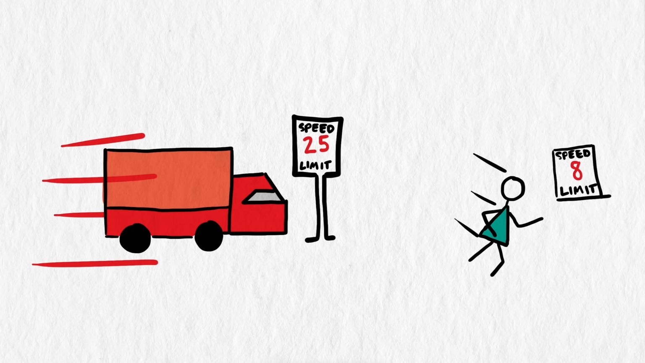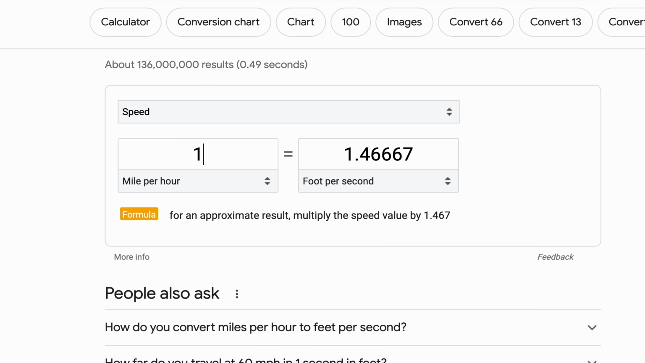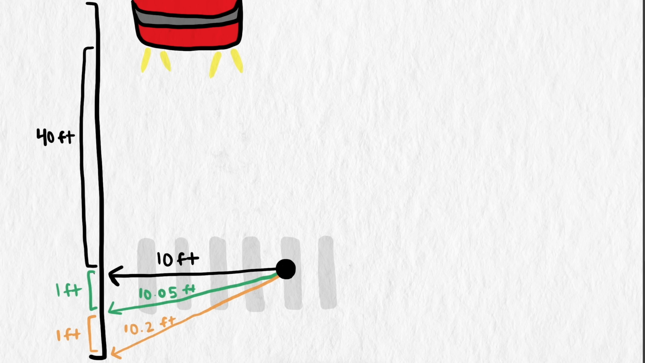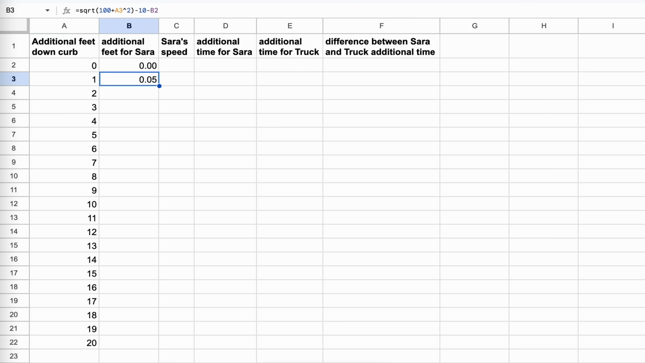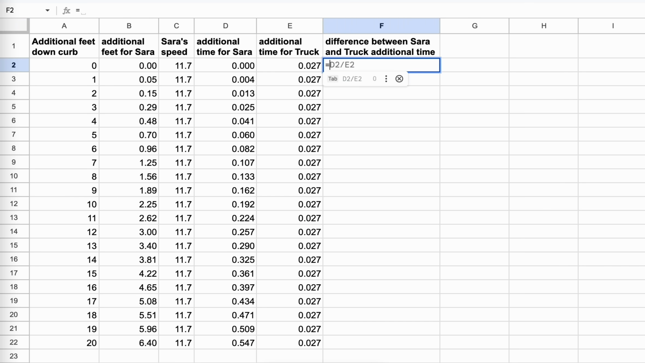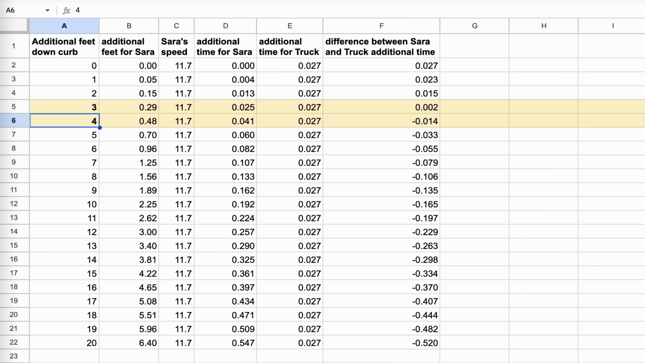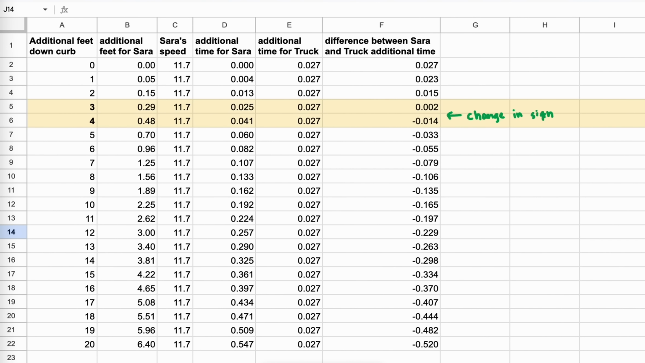We'll convert these speeds from miles an hour to feet per second to match the units, which is feet, of our situation. This gives us speeds of 11.7 feet per second for Sarah and 36.7 feet per second for the truck. With assumptions about speeds, we can calculate how much time Sarah actually gains getting to the curb. Since rate times time equals distance, then the time equals distance divided by the rate. Using a spreadsheet can save us time making these calculations. From the spreadsheet, we find that the optimal place for Sarah to run to is somewhere between 3 and 4 feet down the curb. We'll estimate the optimal spot to be 3.5 feet.